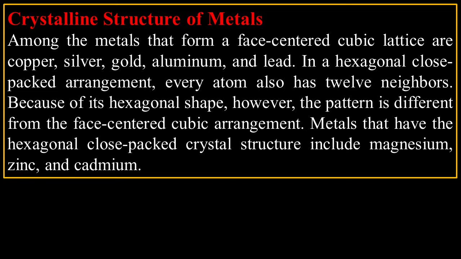Among the metals that form a face-centered cubic lattice are copper, silver, gold, aluminum, and lead. In a hexagonal close-packed arrangement, every atom also has 12 neighbors. Because of its hexagonal shape, however, the pattern is different from the face-centered cubic arrangements. Metals that have the hexagonal close-packed crystal structure include magnesium, zinc, and cadmium. They have the hexagonal close-packed crystalline structure.